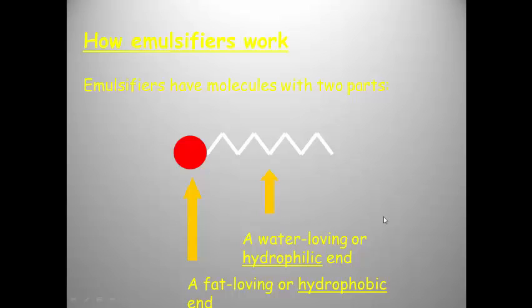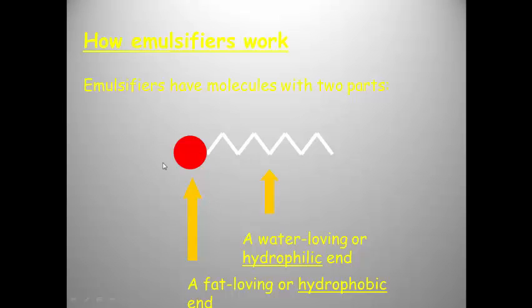Now emulsifiers, like I've already told you, allow water and oil to mix. Water and oil normally don't mix, so that's why you add the emulsifier. And an emulsifier is made up of two parts: it's made up of a head and a tail.